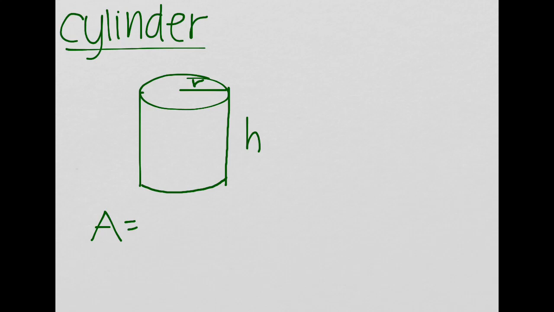A cylinder is like a prism. It's big base times height. But what's a big base? Or it should just be base area. It's 2 pi, no, not 2 pi r. That's circumference. It's pi r squared times h.